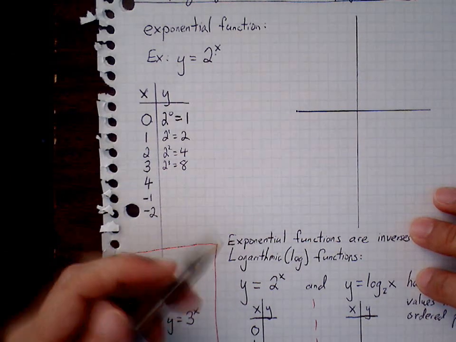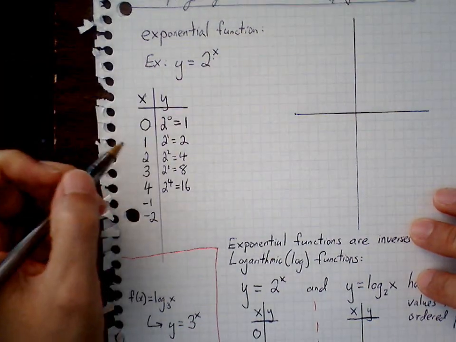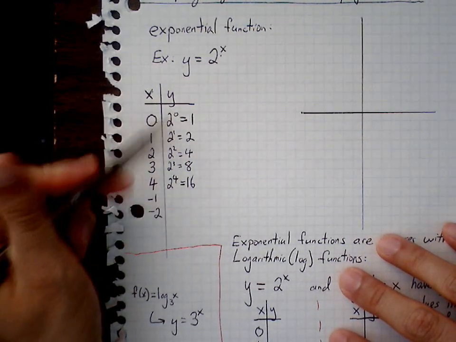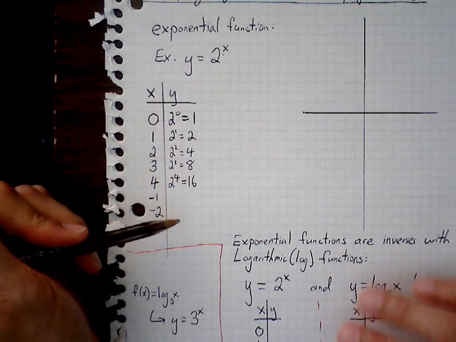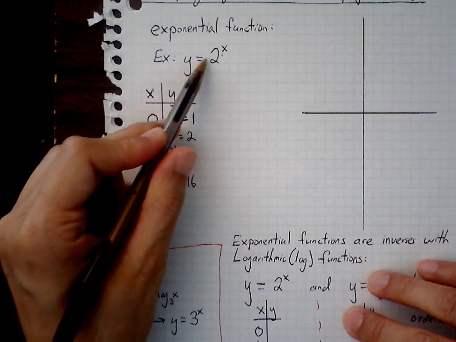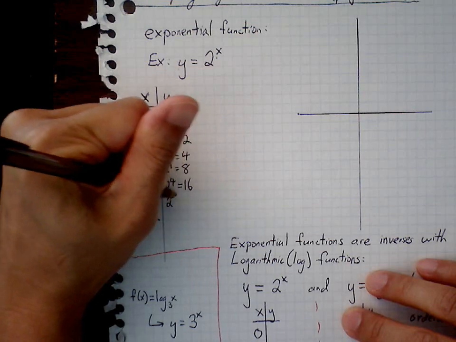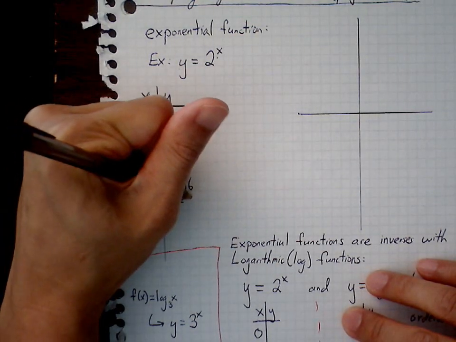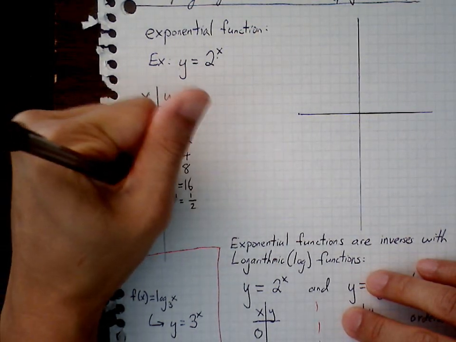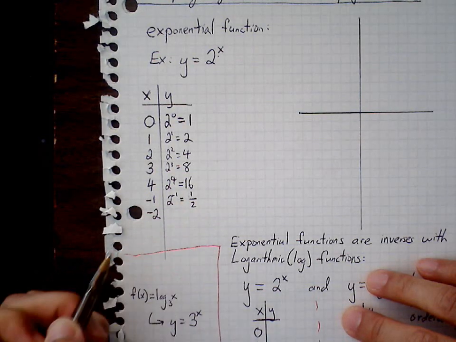2 to the fourth power is 16. I'm just plugging enough values just to kind of give a general feel for the path of the graph. Now, let's see what happens with -1. 2 to the -1, okay. If you plug in the calculator, that's the same thing as 1 over 2. Basically, that negative exponent is going to take this base and flip it to the denominator.